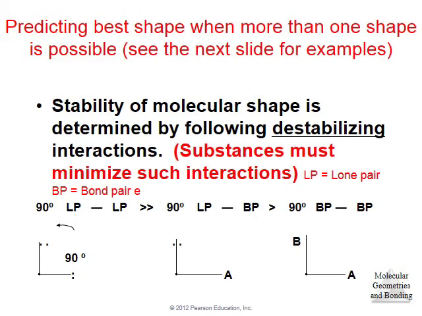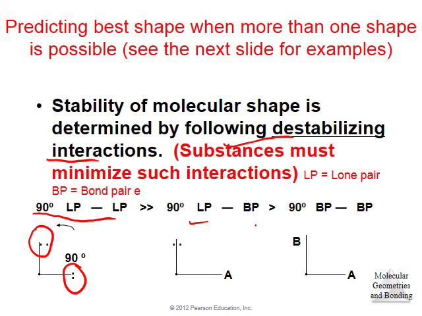Now, stability of molecular shape is determined by the following destabilizing interactions. When there are 2 such electron pairs, we call them unshared electron pairs or lone pairs. The 90-degree lone pair lone pair interaction is highly destabilizing. So that's the worst kind that one can expect in a molecule, followed by 90-degree lone pair bond pair. Remember the lone pair? Lone pair means a pair of electrons sitting on an atom. Bond pair means it is bonded with another atom.